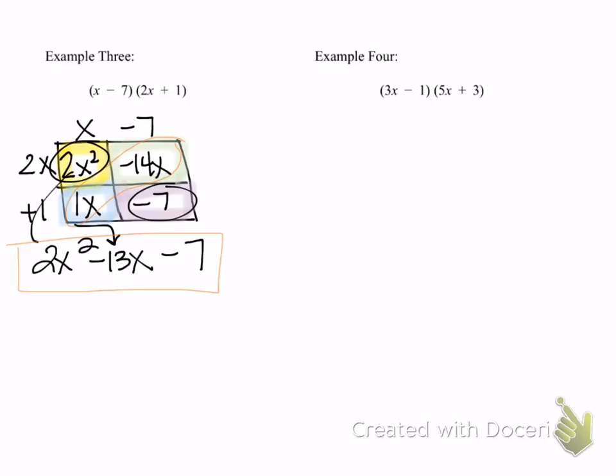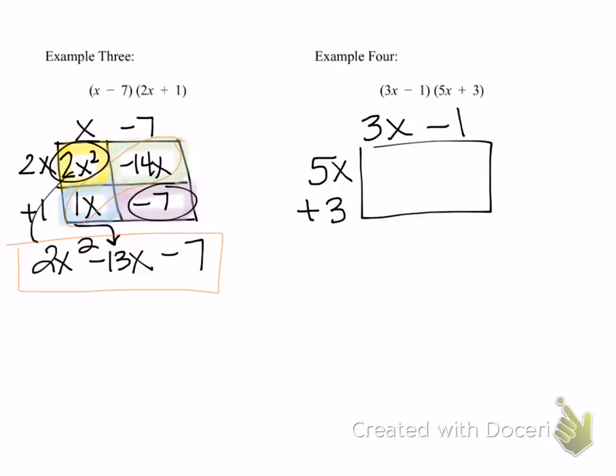Okay, we're going to do that same process for example number 4. So I'm going to go ahead and make that same box that I did before. So I can have 3x plus 1. Oops, that's not a 1. Let me try that again. So I've got 3x minus 1 and then 5x plus 3.